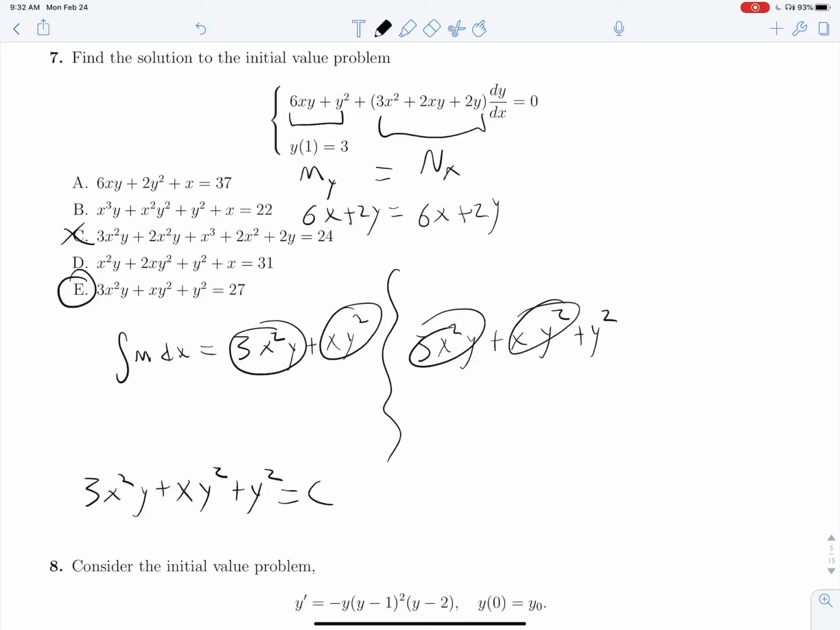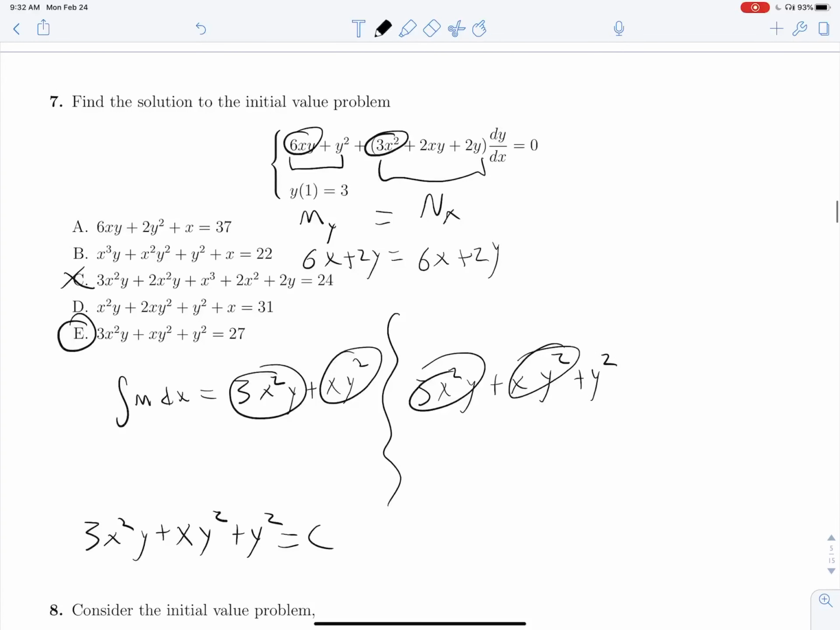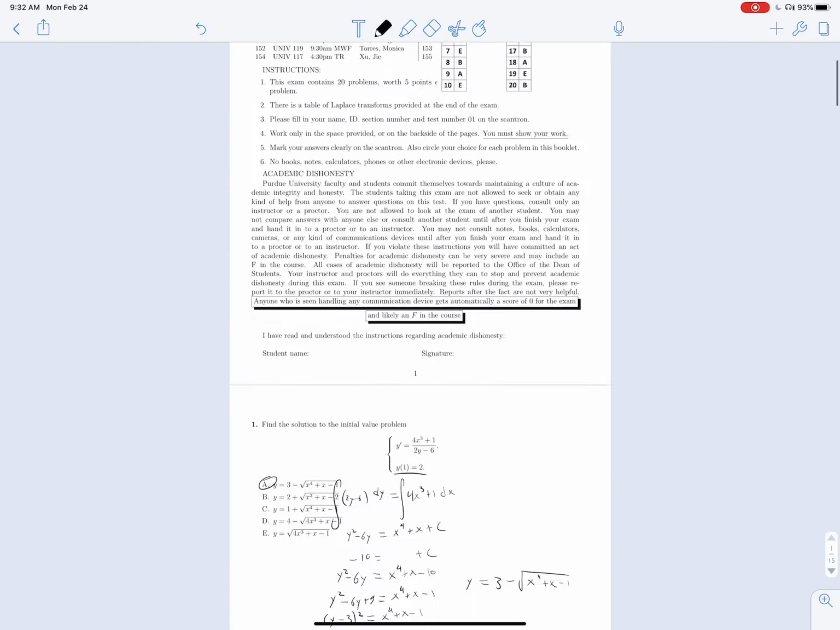And if you really want to prove to yourself why we don't double count these things that we've integrated for, take this guy and find its partial derivatives, and you'll see that you get two copies. So this 3x squared y term will turn into both 6xy and 3x squared. But when we integrate back up to find it, we don't want to double it. Okay, so applying this initial value here, y at 1 equals 3, we will get 9 plus 9 plus 9, or 27. So 7 is clearly E.